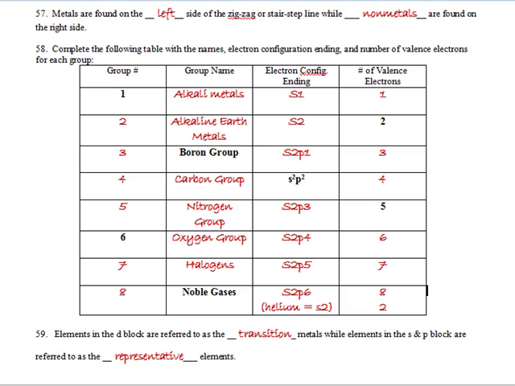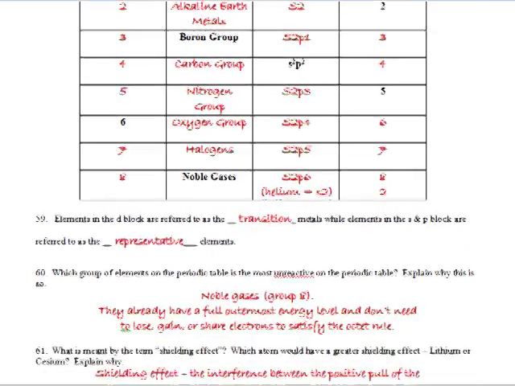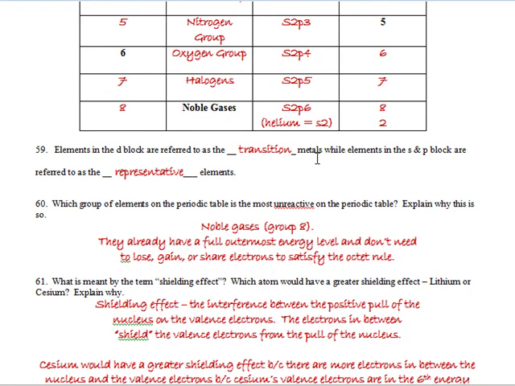All right, 59 says elements in the D block are referred to as the transition metals. Elements in the S and P block are referred to as representative. S and P block guys are the nice ones. They represent the regular rules that we're used to. Transition, a little bit different. They don't necessarily follow the rules. These are the guys that make more than one charge. And remember, when you're doing electron configuration, transition metals, the D block, they're always one level behind. So if you're in the 4th period and you're dealing with the D blocks, they always end in 3D. The D blocks are always one behind.